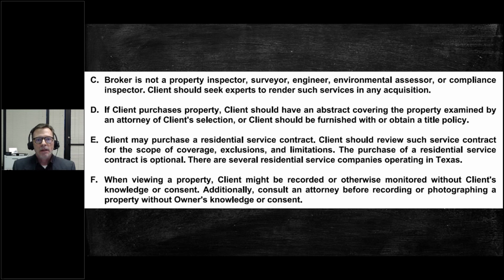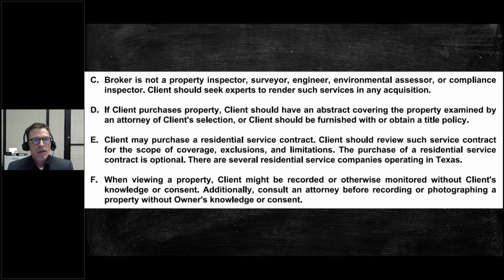D, if the client purchased property, the client should have an abstract covering the property examined by an attorney of client selection, or client should be furnished with or obtain a title policy. That statement is required by the Texas Real Estate License Act. We are required to make that statement to each and every client that we have. So they put it in the buyer-tenant representation agreement. We don't have to worry about it.